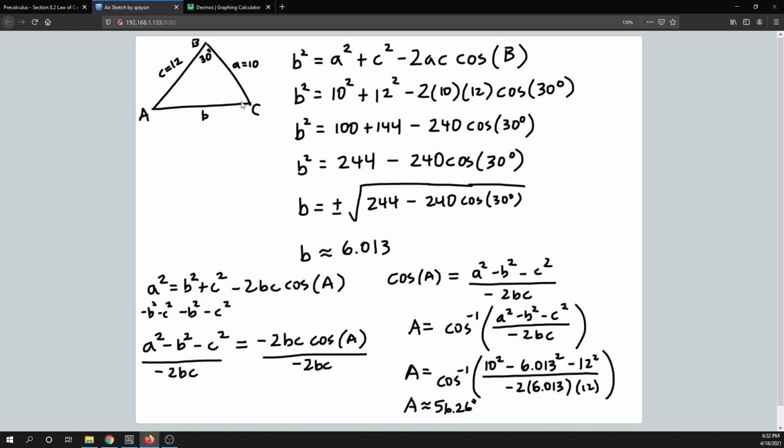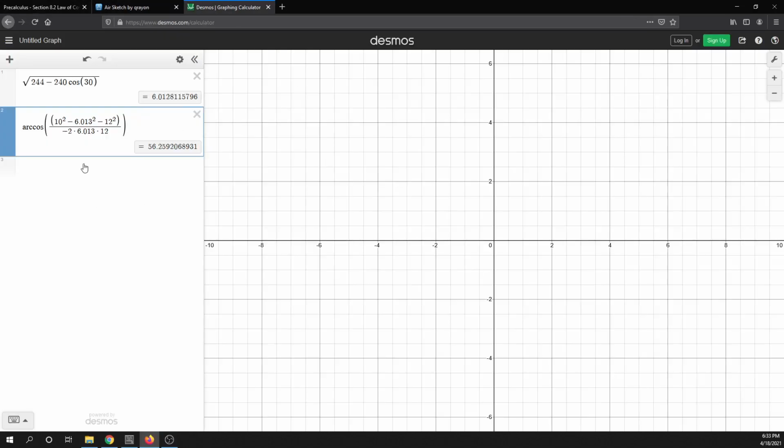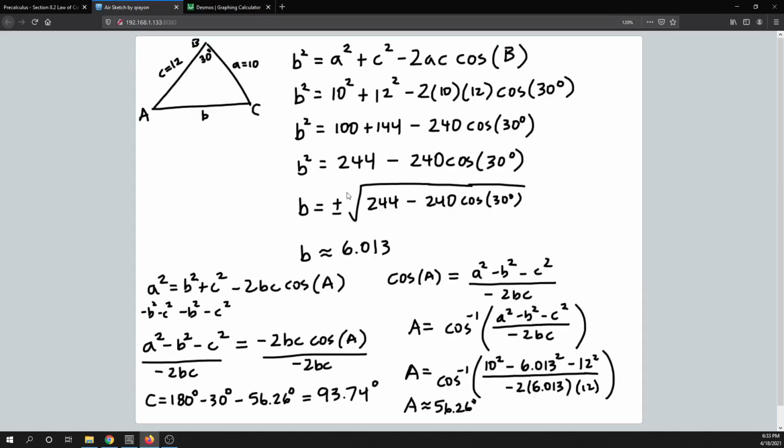All right, and so the only thing that leaves us to find is angle C. And so angle C is going to be 180 degrees minus 30, which is angle B, and then subtract angle A out of there, and we get that angle C is approximately 93.74 degrees. There. All right, and that is it. We have found the measures of all the sides and all the angles, so we solved the triangle.